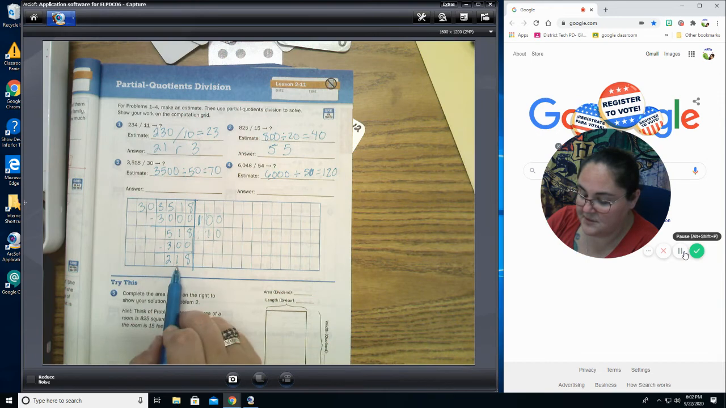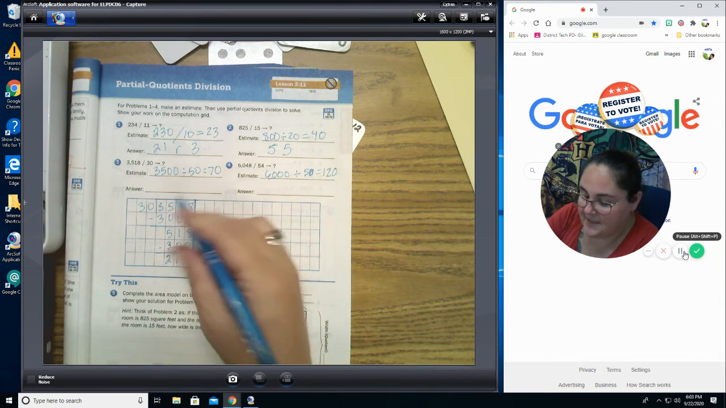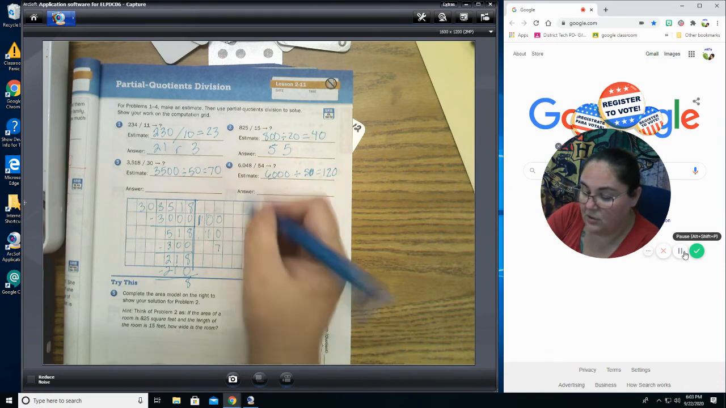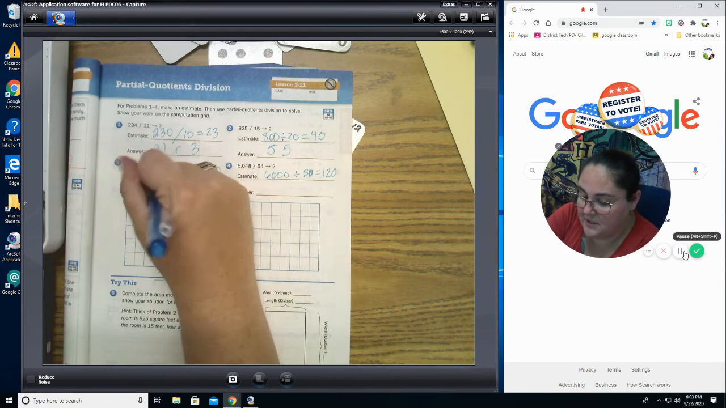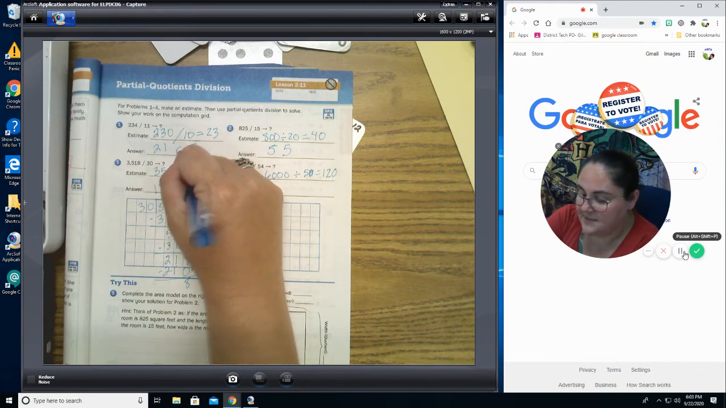All right, I know 3 goes into 21 7 times, so let's try 7. 7 times 3 is 21. Add that 0 is 210. 8 left over. So your answer for this one is 117, remainder 8.